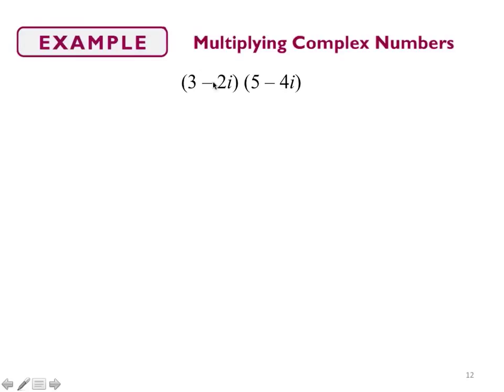So if we look at this right here, we can FOIL this the same way that we would FOIL anything else. We do our first two terms, 3 times 5. Then we do our outer terms, so we do 3 times negative 4i. And then we do our inside terms, which are negative 2i and 5. And then we do our last terms, which are negative 2i and negative 4i.